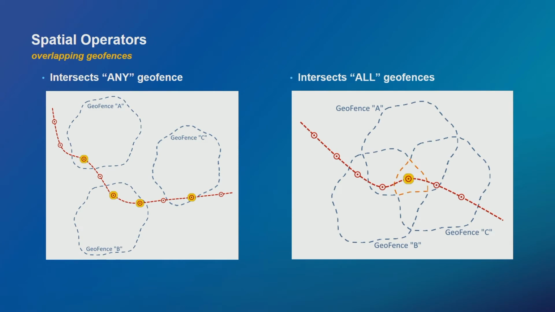Looking at the all, you'll notice that the yellow dot is now confined to the single dot in the middle, which is inside of all geofences.